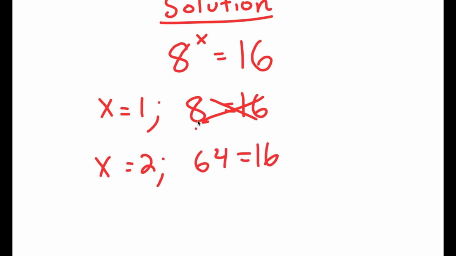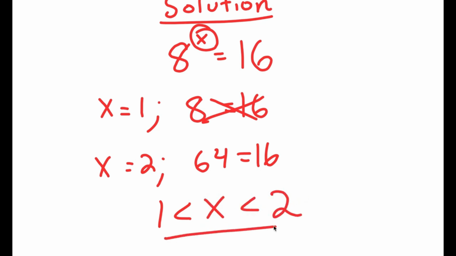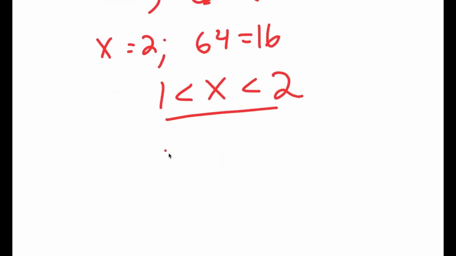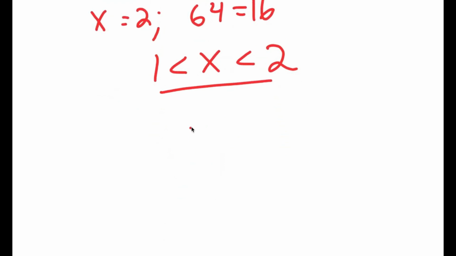And notice how there's a big gap between 8 and 64. So we know that the value of x is not going to be a whole number but a decimal, and it's going to be somewhere in between 1 and 2. So x is greater than 1 but less than 2. We know this. Now, how are we going to actually solve this problem and find the exact value of x?